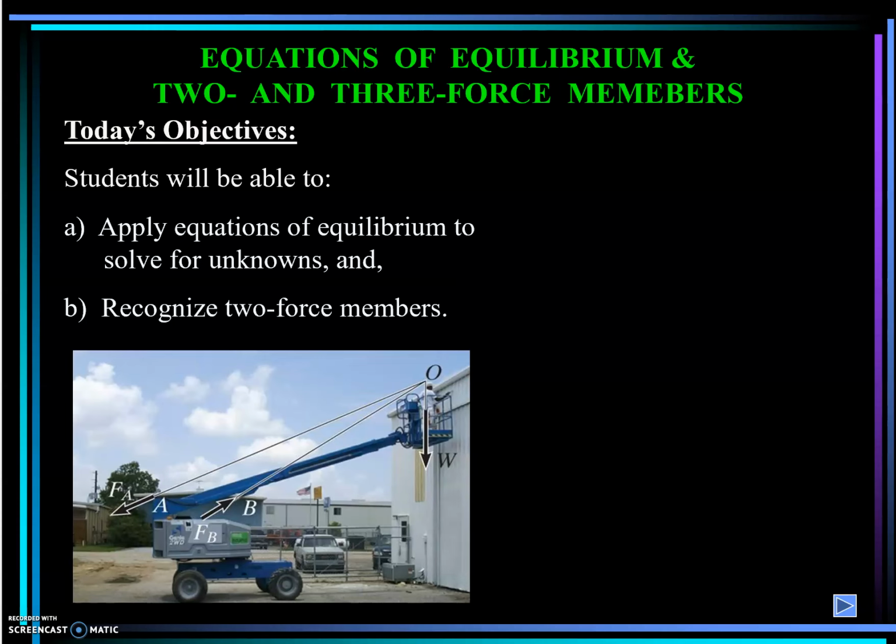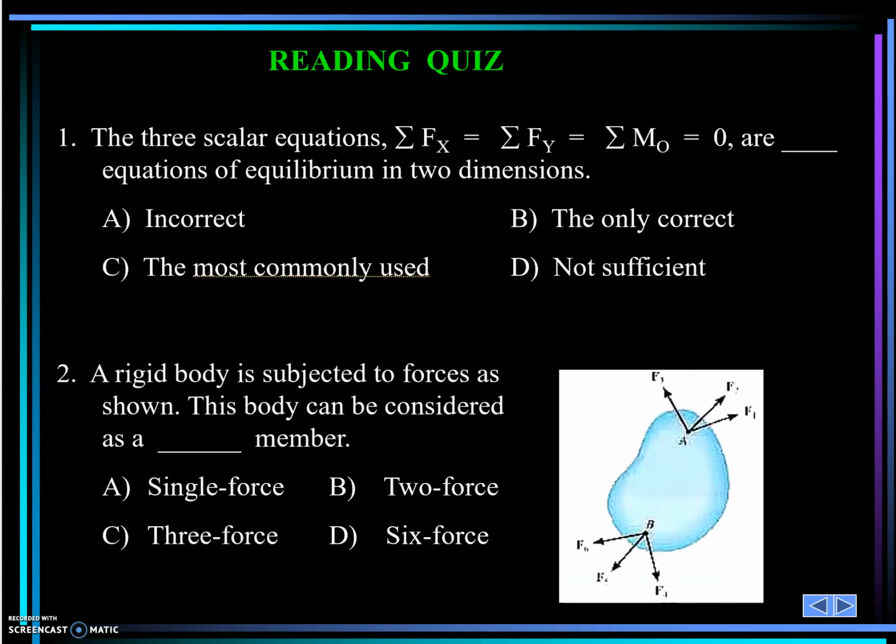Hello everyone. We will continue talking about equations of equilibrium in 2D and 3D problems. Before we proceed, let's quiz and see if you have an element like this and we say the three equations, sum of forces in x, sum of forces in y, sum of moments equals 0. Are they incorrect, the only correct, the most commonly used, or not sufficient equations of equilibrium in 2D? The answer is C, the most common equations used.